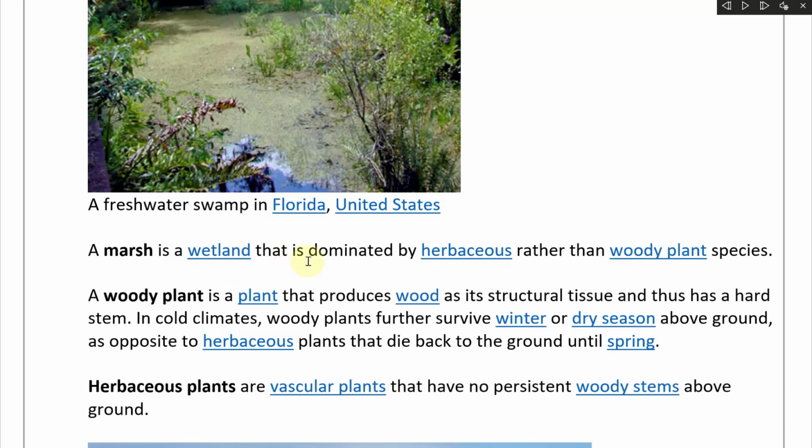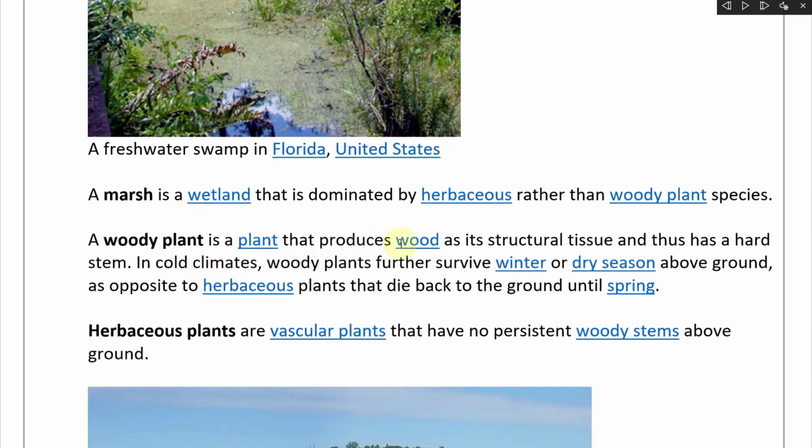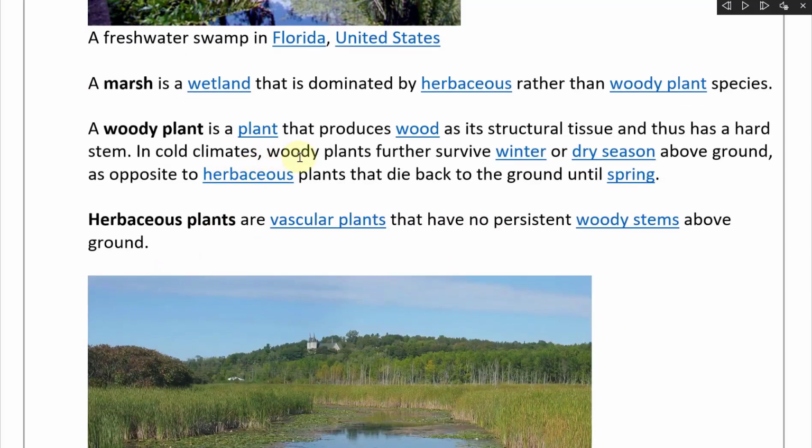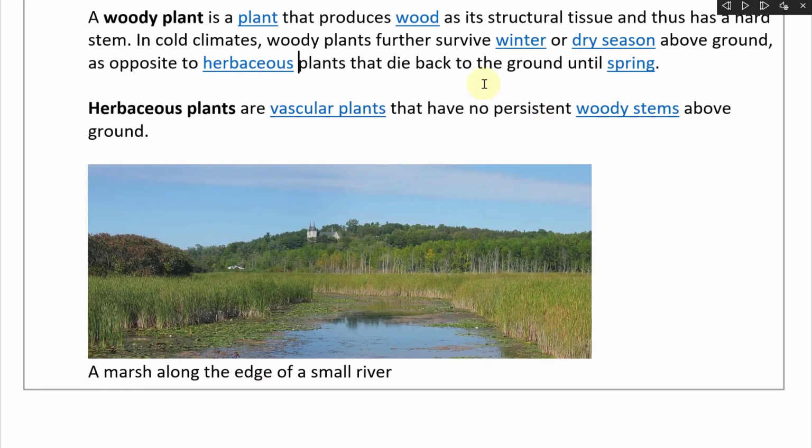And a marsh is a wetland that is dominated by herbaceous rather than woody plants. A woody plant is a plant that produces wood as its structural tissue and thus has a hard stem. In cold climates, woody plants survive winter or dry season above ground, as opposed to herbaceous. Let's check the pronunciation. Herbaceous. Yeah, I got that right. Herbaceous plants die back to the ground until spring.